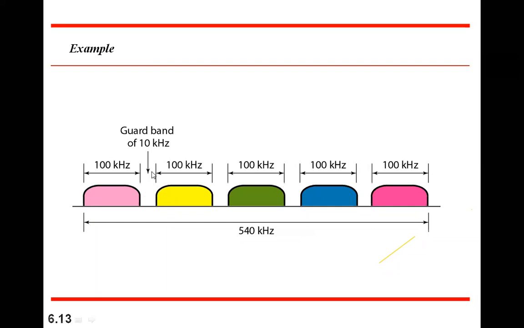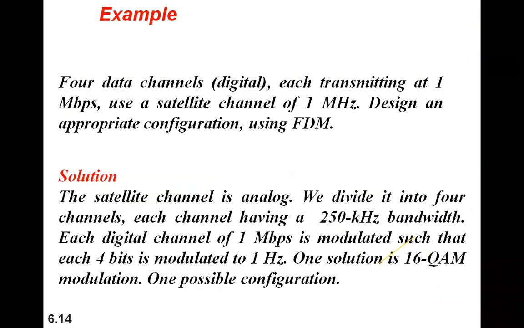Plus there are 4 guard bands. Look at this: one between these two, one between these two, one between these two, one between these two. So total bandwidth is 540 kilohertz. So this is how we design the system. Okay, the example is given here.